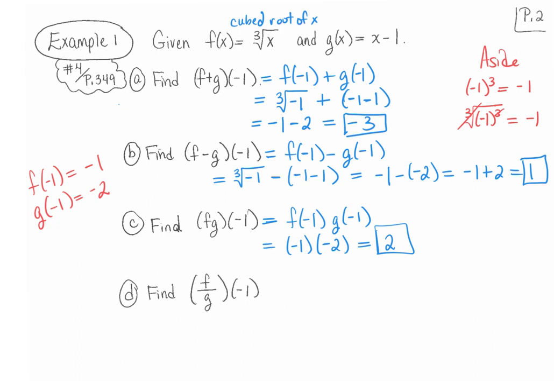What questions do you have? Find D. I'll give you a minute. Part D, you had to find f over g of -1. What did you get? 1/2. Very good. So that's equal to f of -1 over g of -1. We know f of -1 is -1, g of -1 was -2. So simplifying that, we get 1/2.